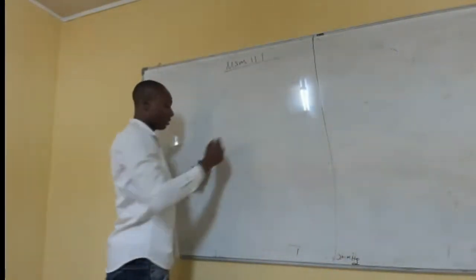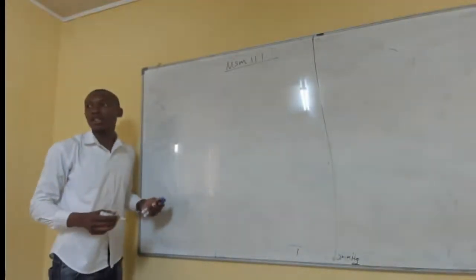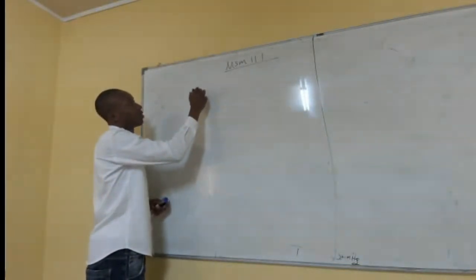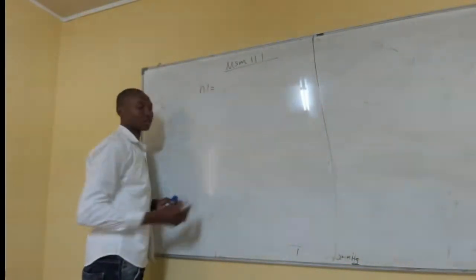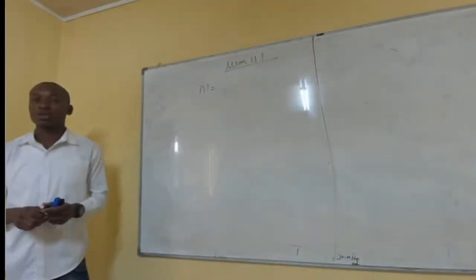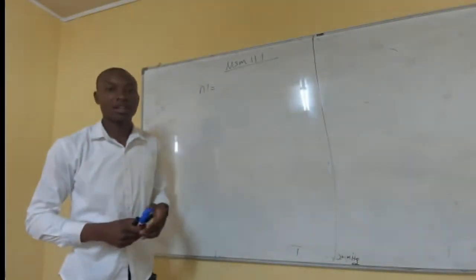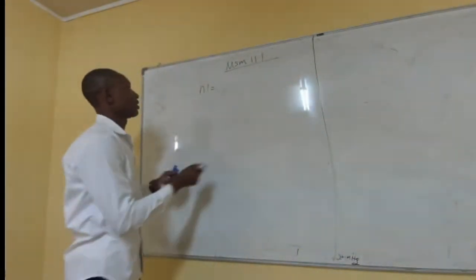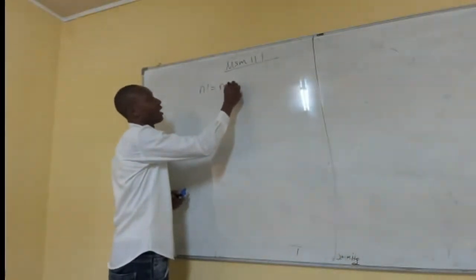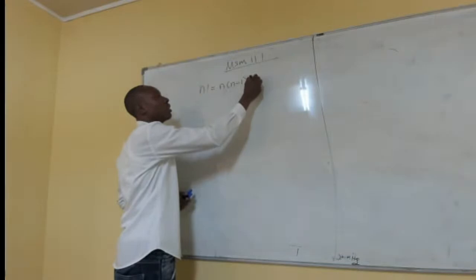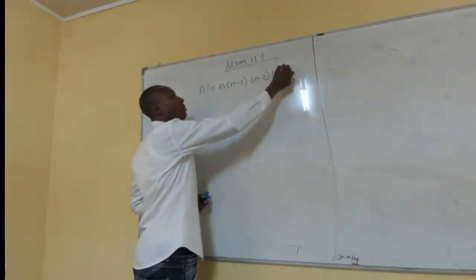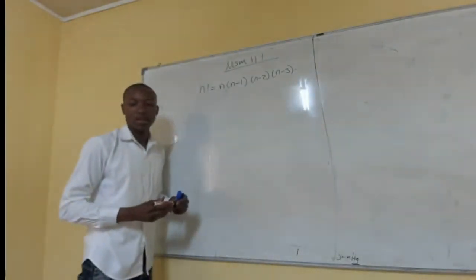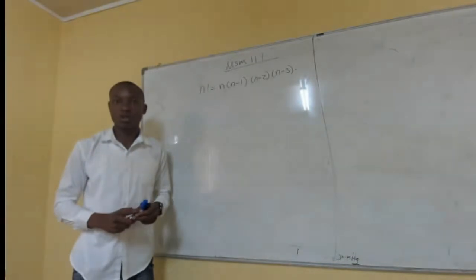The first thing I want us to introduce is this. What is n factorial? Basically speaking, when we talk about n factorial, what I'm referring to is this. N factorial is n multiplied by n minus 1, n minus 2, n minus 3, and so on. Okay, so that is what n factorial is all about.